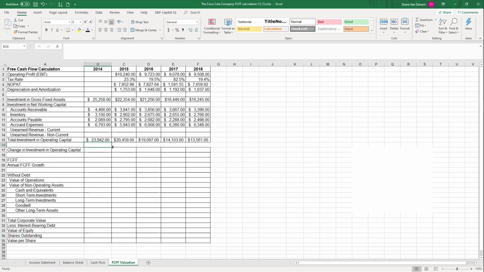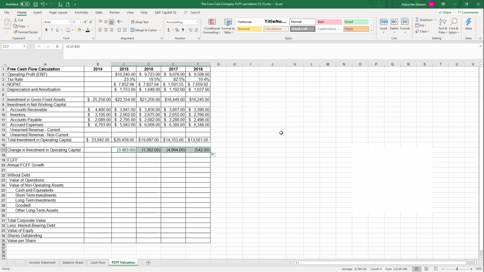So the change in investment in operating capital is equal to the current year minus the prior year, or the more recent year minus the prior year investment. What we see here is that they've been disinvesting in operating capital. This is not a sustainable practice for a company to continually disinvest. So there's going to be some point in time where Coca-Cola stops this.